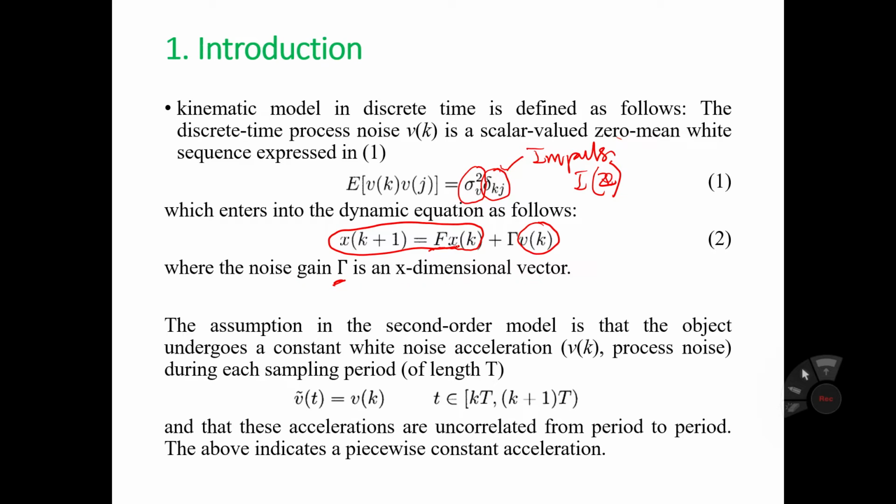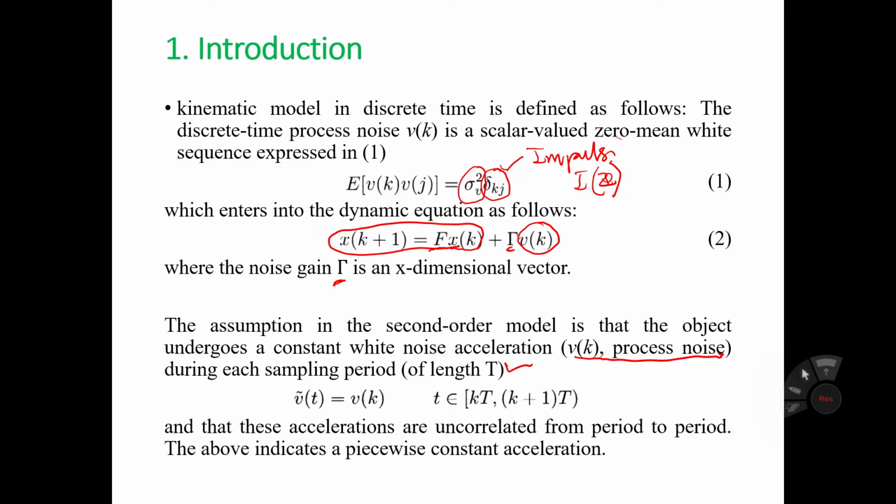For example, if your x is a 4 by 1 vector, then the gamma is also a 4 by 1 vector, which is multiplied with the process noise. Now the assumption in the second order model is that the object undergoes a constant white noise acceleration v of k, the process noise, during each sampling period of length T.